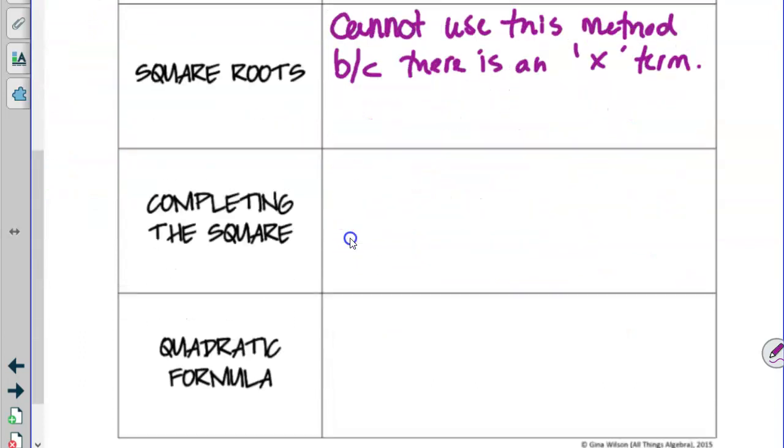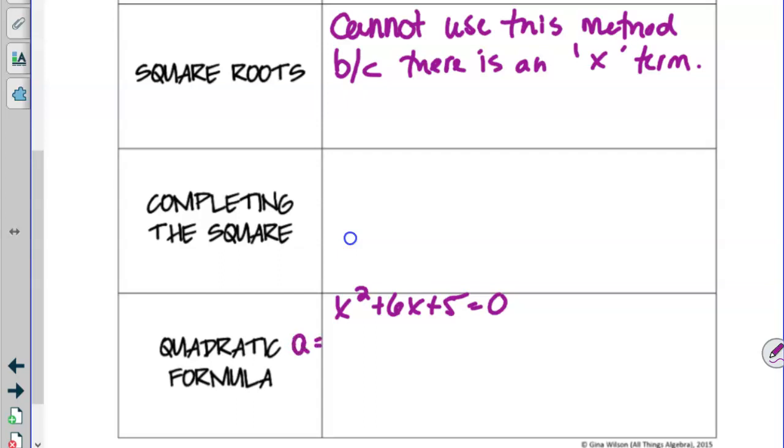The next one we did not do, so we're going to go right down to the quadratic formula. So we're going to use the quadratic formula to solve the x squared plus 6x plus 5 equals 0. The quadratic formula can be used for any of the quadratics. It will always work.